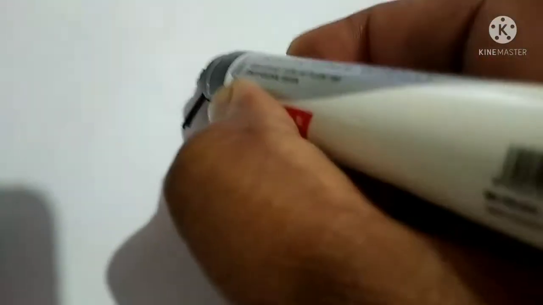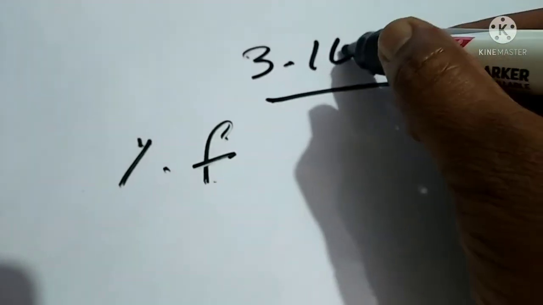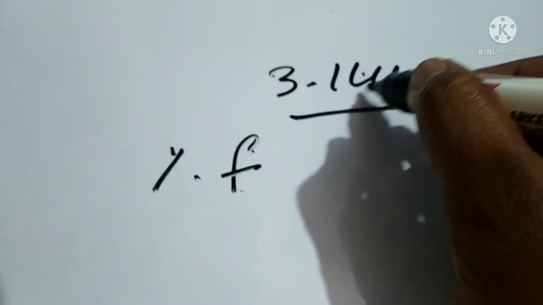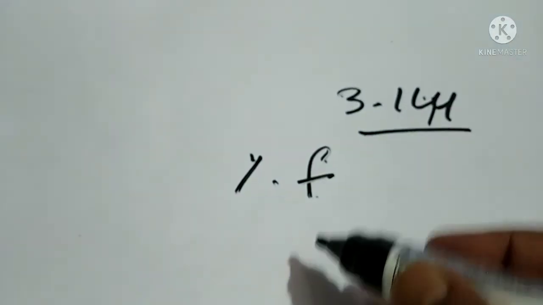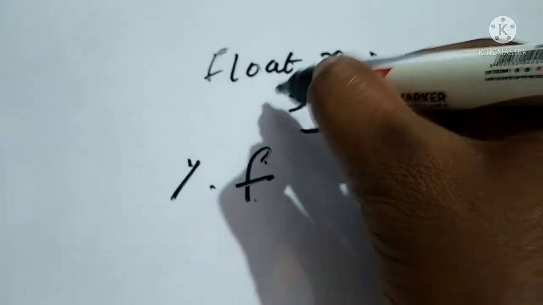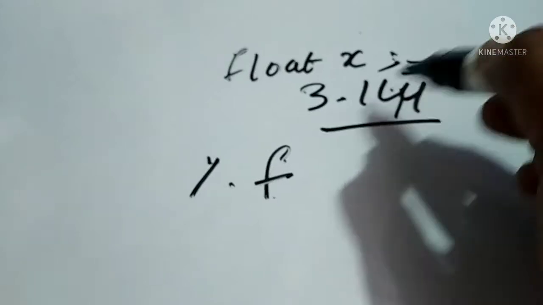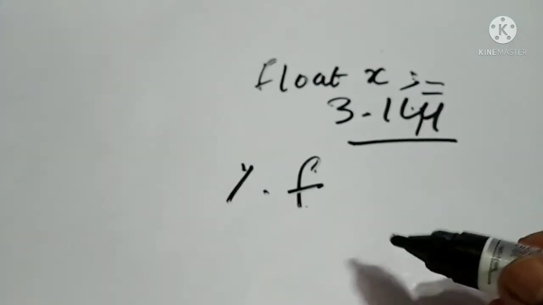If I want to display a floating point number, I have to use %f. What is a floating point number? For example, 3.14. If we have a decimal number, then we have to go for %f, and I have to declare it as float x. Float x is equal to something, and then I can use %f instead of %d for a floating point number. For double, I have to give %lf.